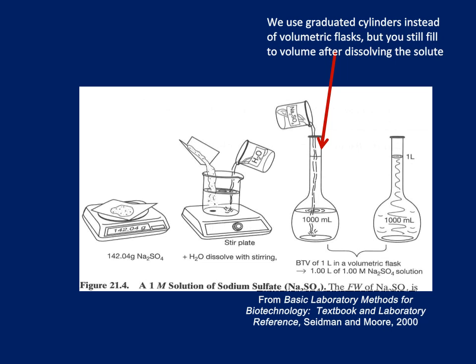Here's a schematic outlining the steps from the previous slide. Two points that I would like to highlight are that the volume used in the initial dissolving of the solute is less than the desired volume, because the solute itself has a volume. Second is that although volumetric flasks are used in chemistry labs, graduated cylinders often replace them in the biochemistry laboratory.